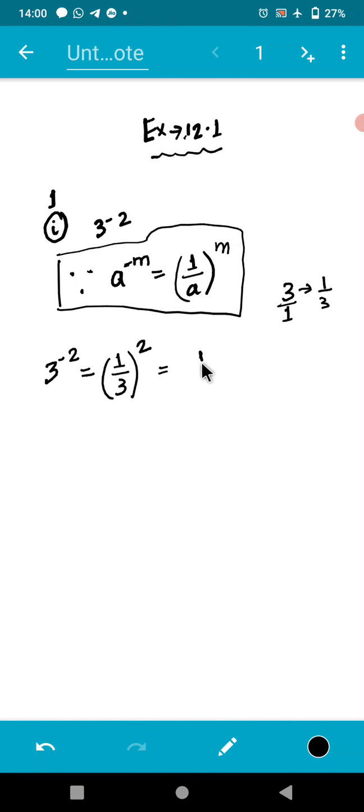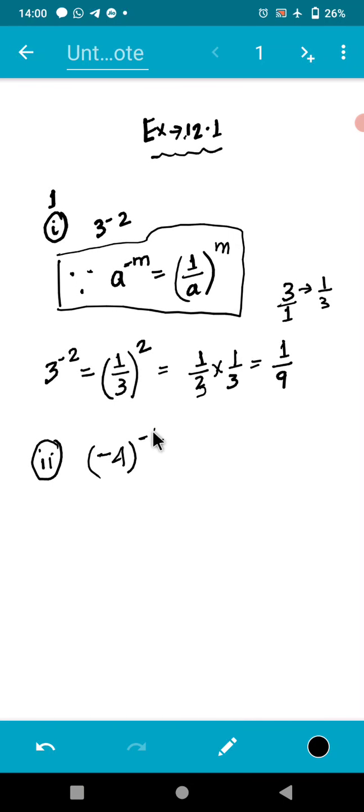Now we have to evaluate this, that is 1 by 3 into 1 by 3, and this equals 1 by 9. So this is the solution of sum number 1. Now let's move on to sum number 2. In this case we have the base as negative, minus 4, and what power do we have? We have minus 2. Again the power is in the negative form.